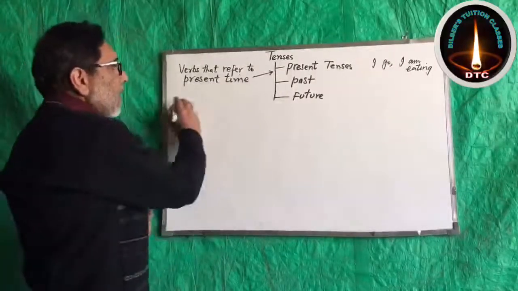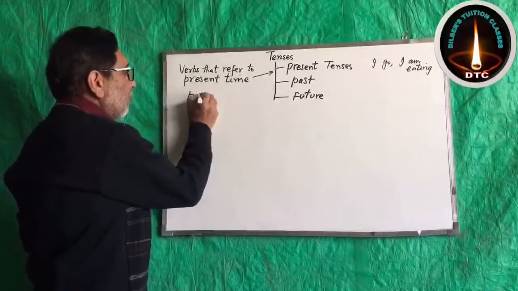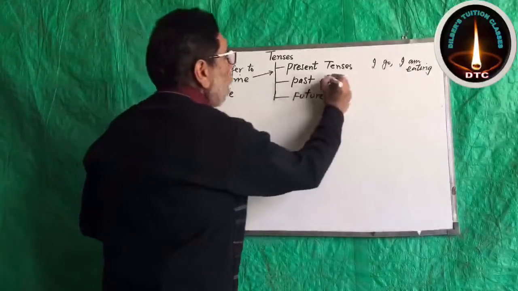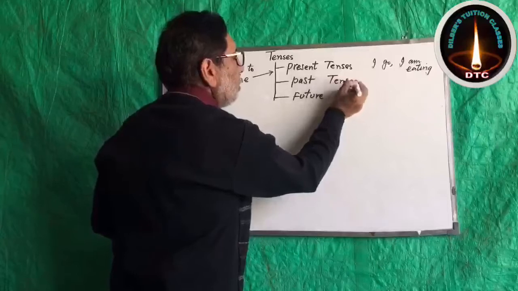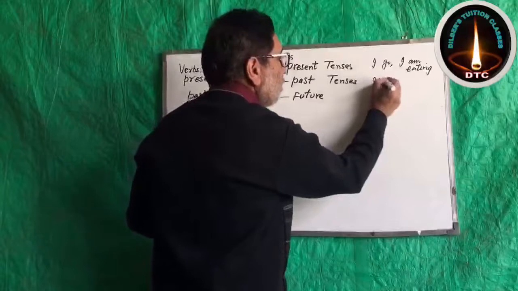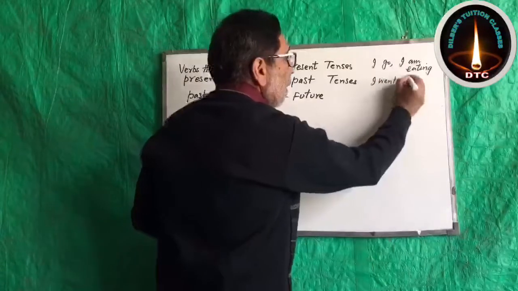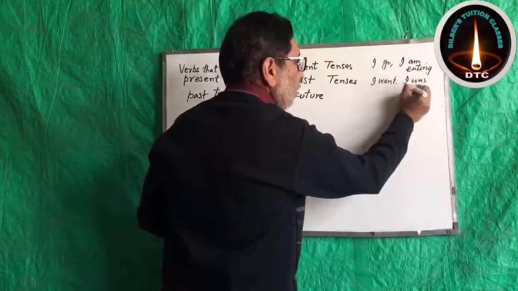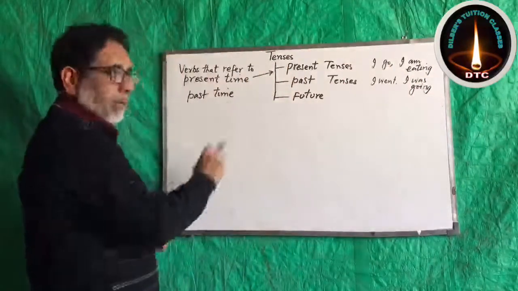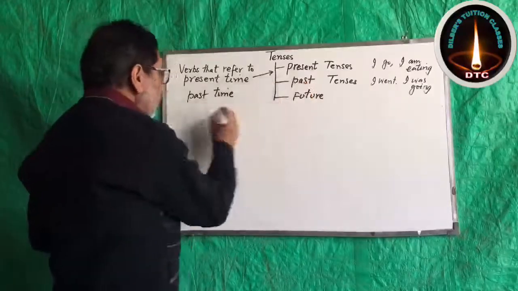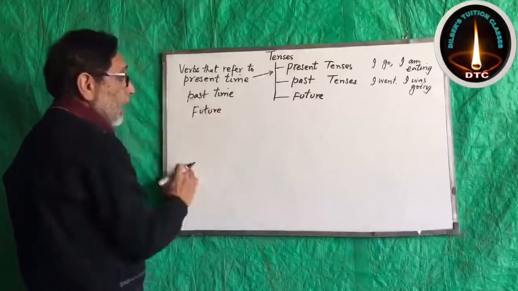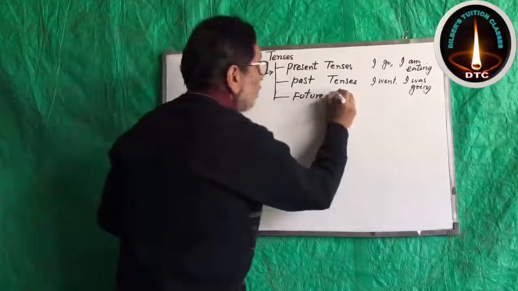Accordingly, verbs that refer to the past time may be called past tenses. For example, if you take this example, I go, I went. I am going, I was going. Accordingly, past time. Now let us come to future time. The verbs that refer to future time are called future tenses.